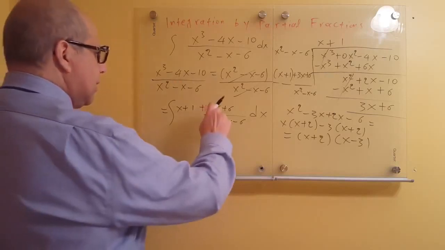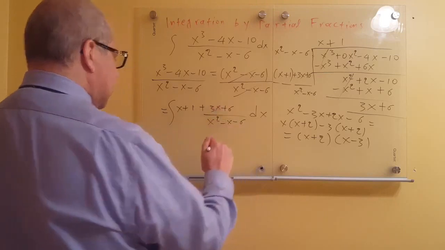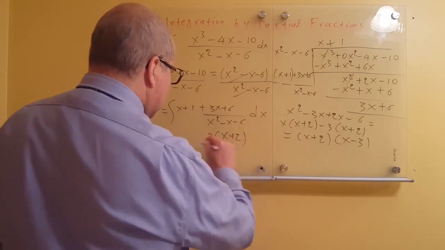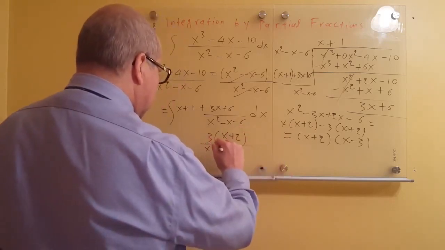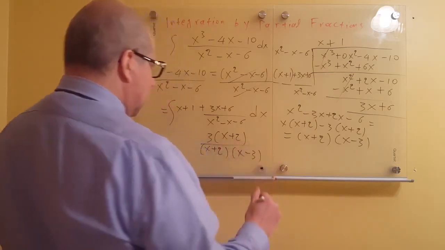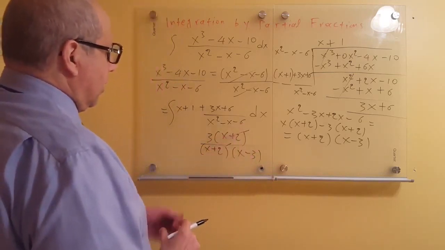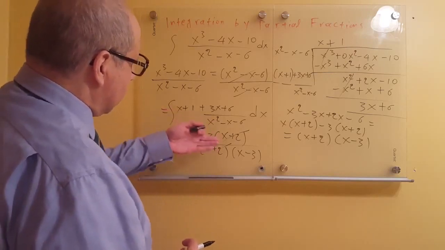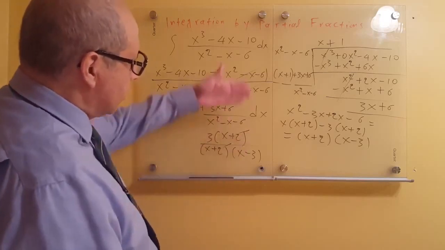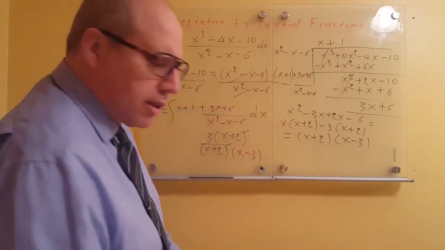So that means that this here, the 3x plus 6, you can write it as 3 times (x plus 2) in the numerator. And the denominator is (x plus 2) times (x minus 3). So you see that this cancels with this. And of course, what remains is the 3 over x minus 3, which of course the integral of this is 3 ln of the absolute value of x minus 3.